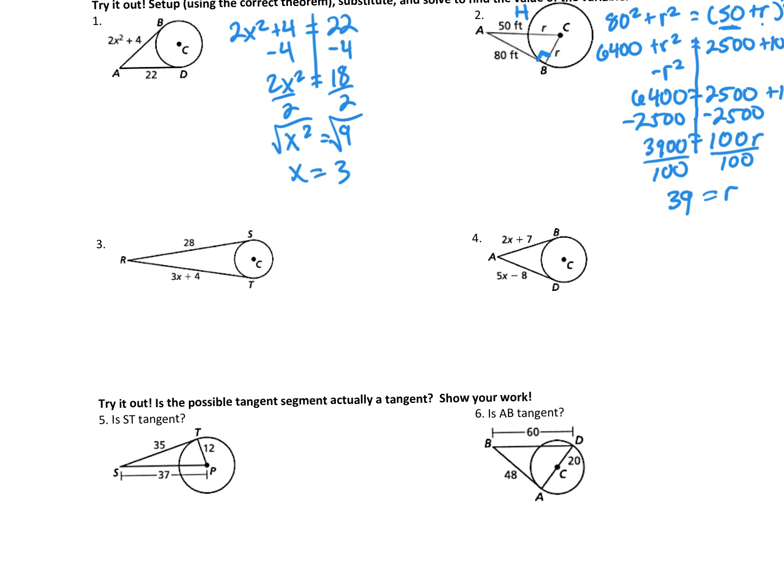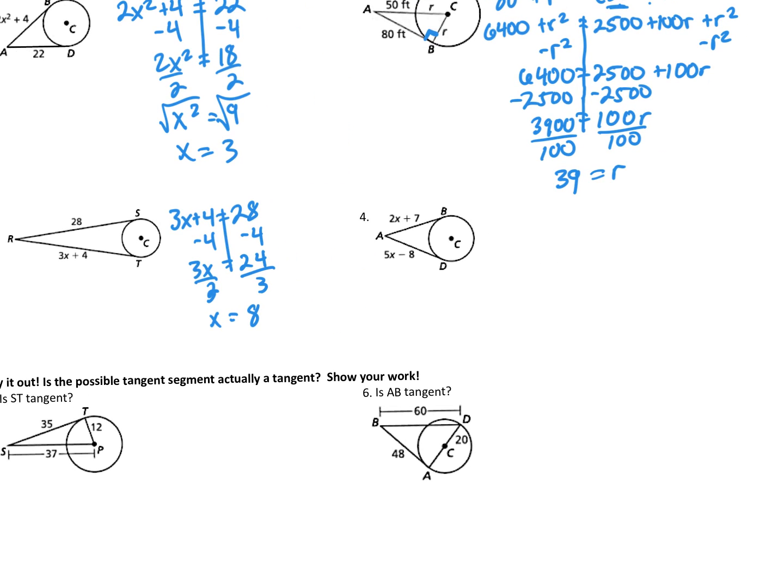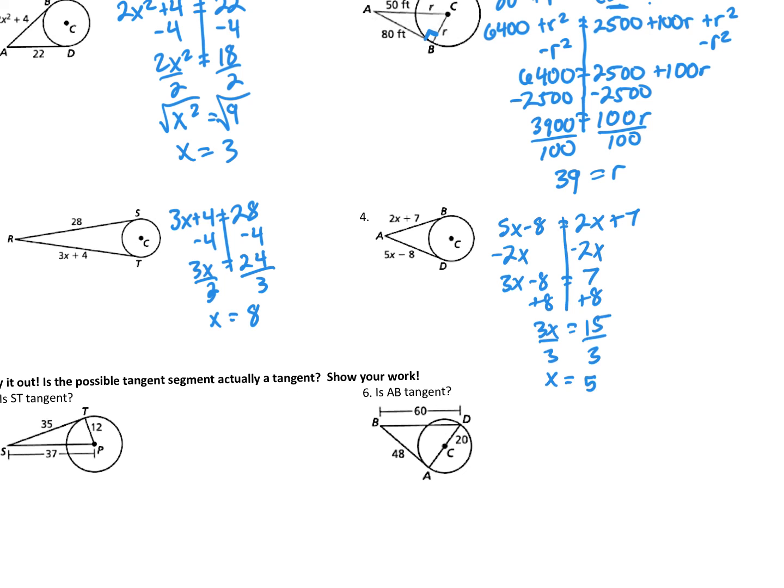Next things up, external tangents, they are congruent, so 3x plus 4 equals 28. Subtract 4 to both sides. 3x is then 24. Divide both sides by 3. X is then 8. Same thing here, number 4. 5x minus 8 must equal 2x plus 7. Subtract 2x to both sides. Then 3x minus 8 must equal 7. Add 8, add 8. 3x is then 15, divide by 3, divide by 3. X then is equal to 5.